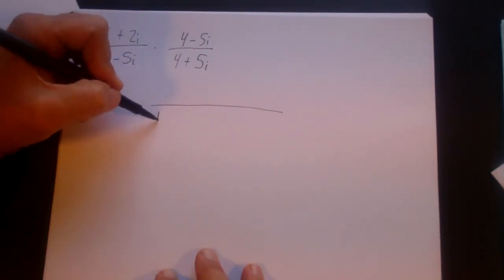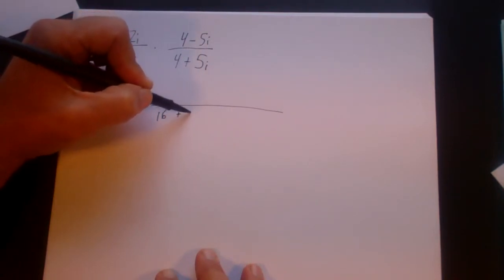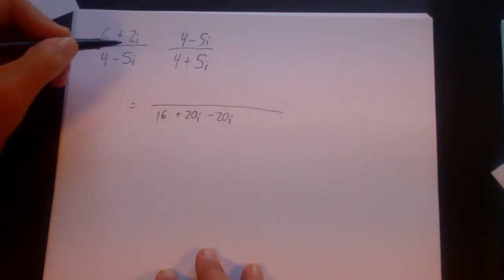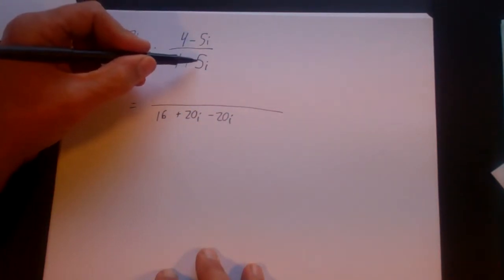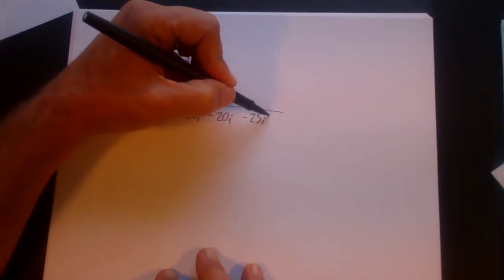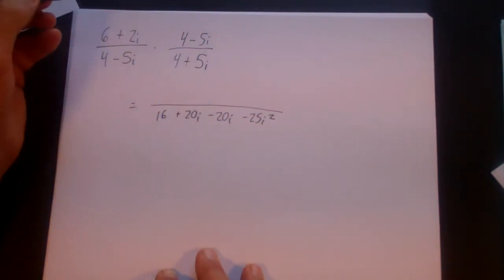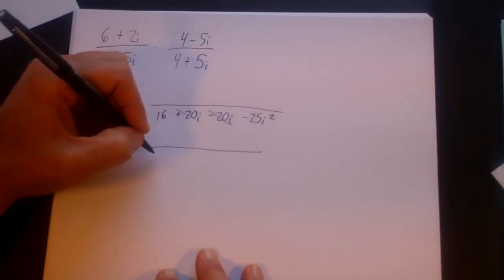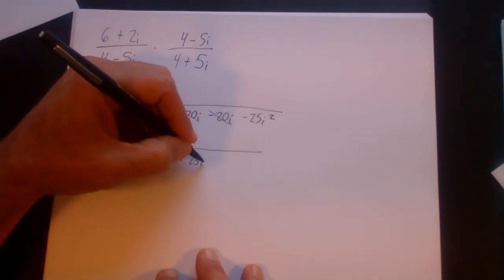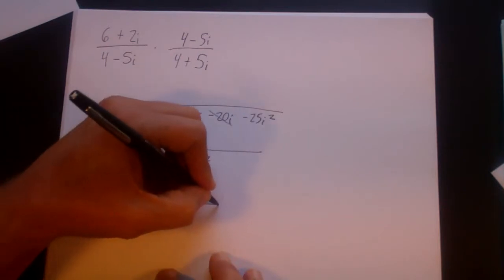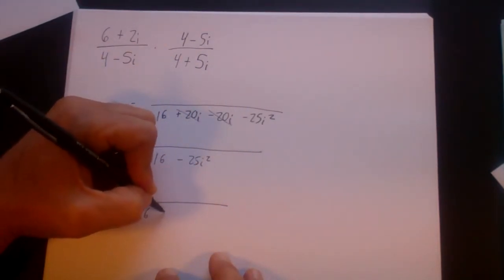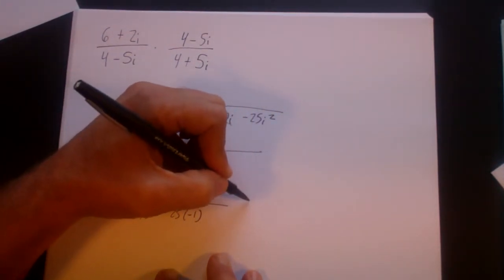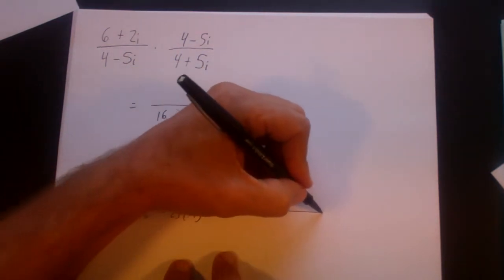I get 4 times 4 is 16. 4 times 5i is 20i. Negative 5i times 4 is a minus 20i. And negative 5i times 5i will be a negative 25i squared. The 20i and the negative 20i are going to cancel, so then you get 16 minus 25i squared. And i squared is just minus 1, so you have 16 minus 25 times minus 1, which is simply going to be 16 plus 25, which is 41.